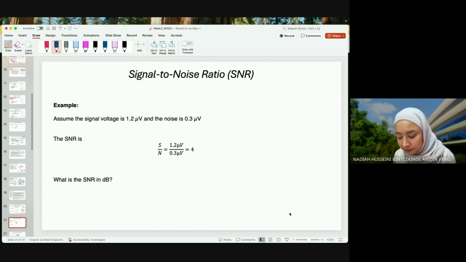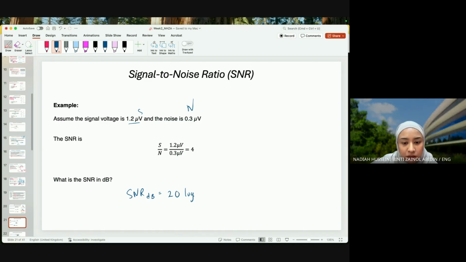Okay, so let's do an example. Assume the signal voltage is 1.2 microvolt and the noise is 0.3 microvolt. So SNR is basically signal over noise. So 1.2 micro over 0.3, you get 4. So this is the SNR value. And if we want to find out in dB, this is in voltage. So therefore SNR in dB will be 20 log of 4, something in dB. Okay, simple. As long as you know how or when to use the equations.